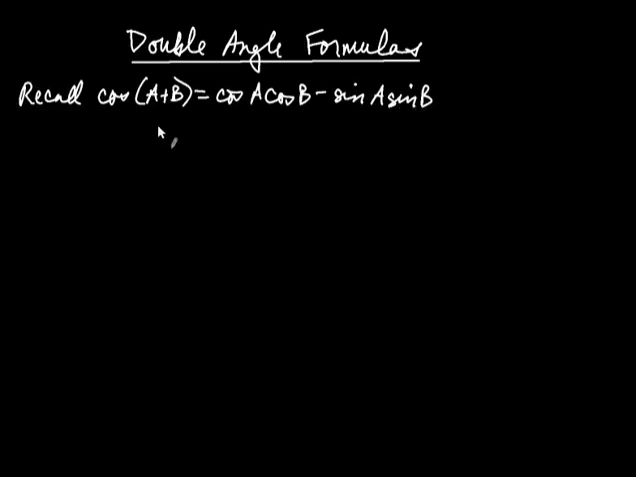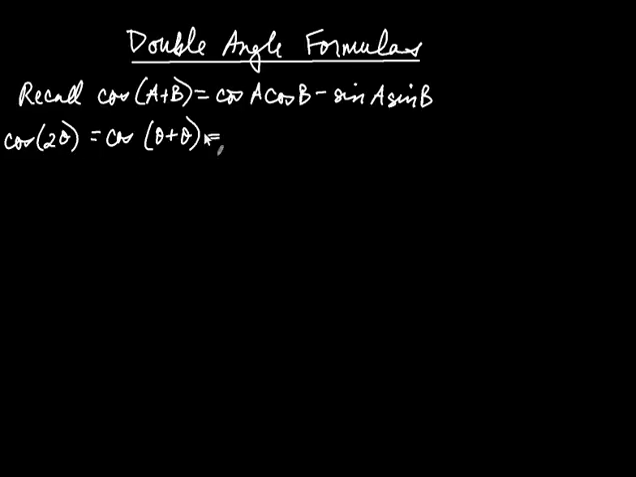Now if you use this formula for the case when the angles a and b are both the same angle theta, then you have cosine of theta plus theta, right? A and b are both equal to the same angle. Now on the one hand, that's simply equal to cosine of 2 theta, right? Because theta plus theta is simply 2 theta.